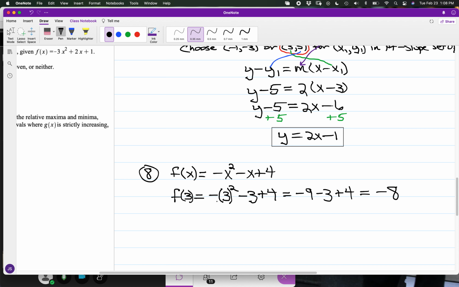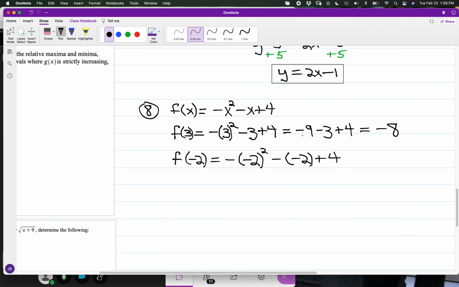Now, for the next value, this one's a little bit tricky as well. For f of -2, now I'm looking at the negative of the square of -2, and have minus -2, followed by the addition of 4. Now for the square of -2, that part is 4, but I still had the distribution of -1 to look at. So this will come out to the negative of 4.